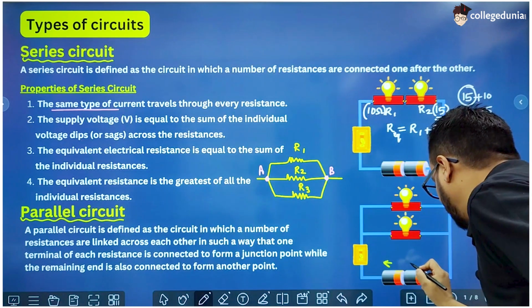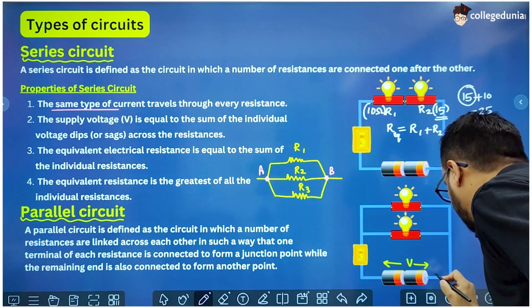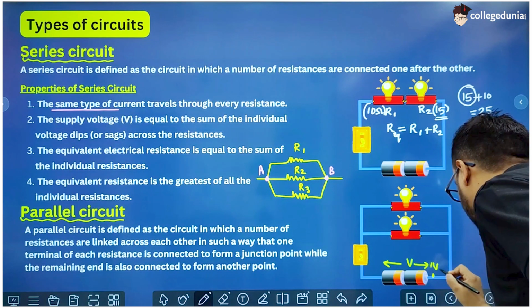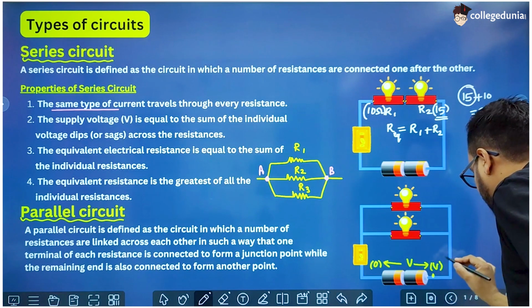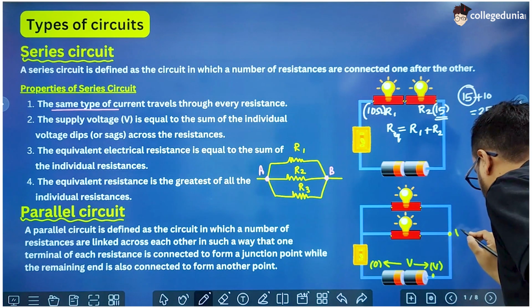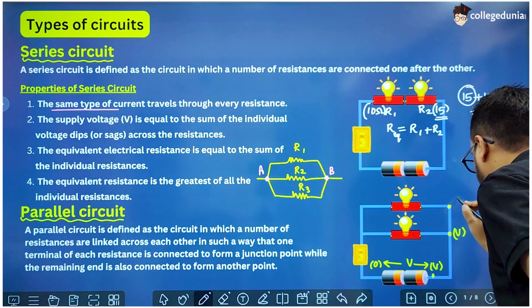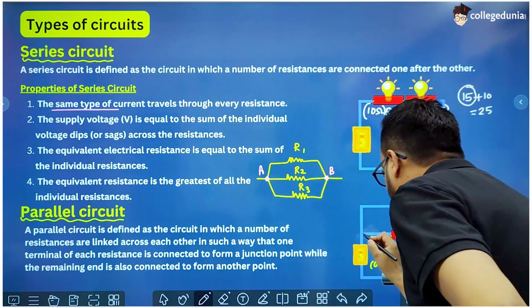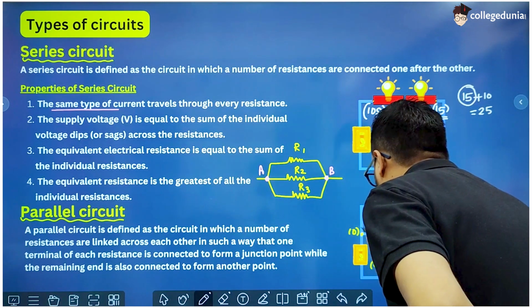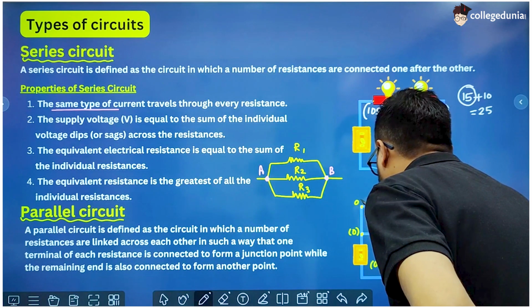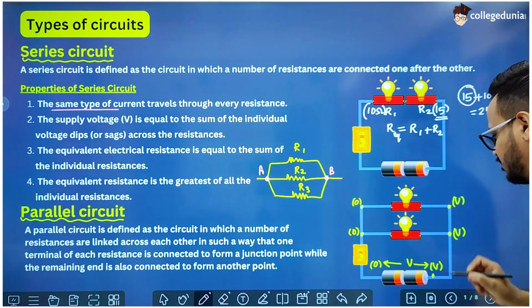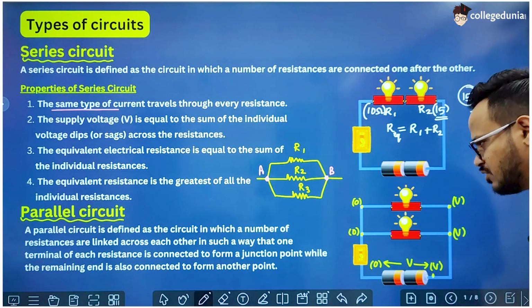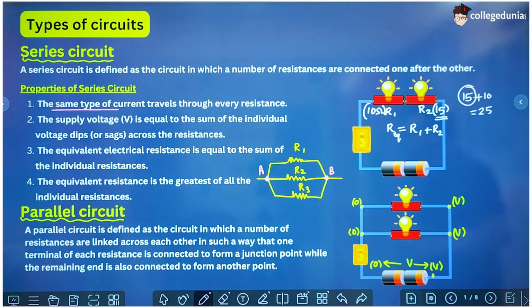Now let us again take the potential difference across this battery as V, and this point is at potential V, and this point is at potential 0. If we start from here, there is no component, so this end is at potential V and this end is also at potential V. This end is at 0 potential, ignoring the potential difference across the switch, and this end is also at 0 potential. So what is the potential difference across this bulb? That is V. And across this bulb? That is also V. So potential difference is same across all the components.